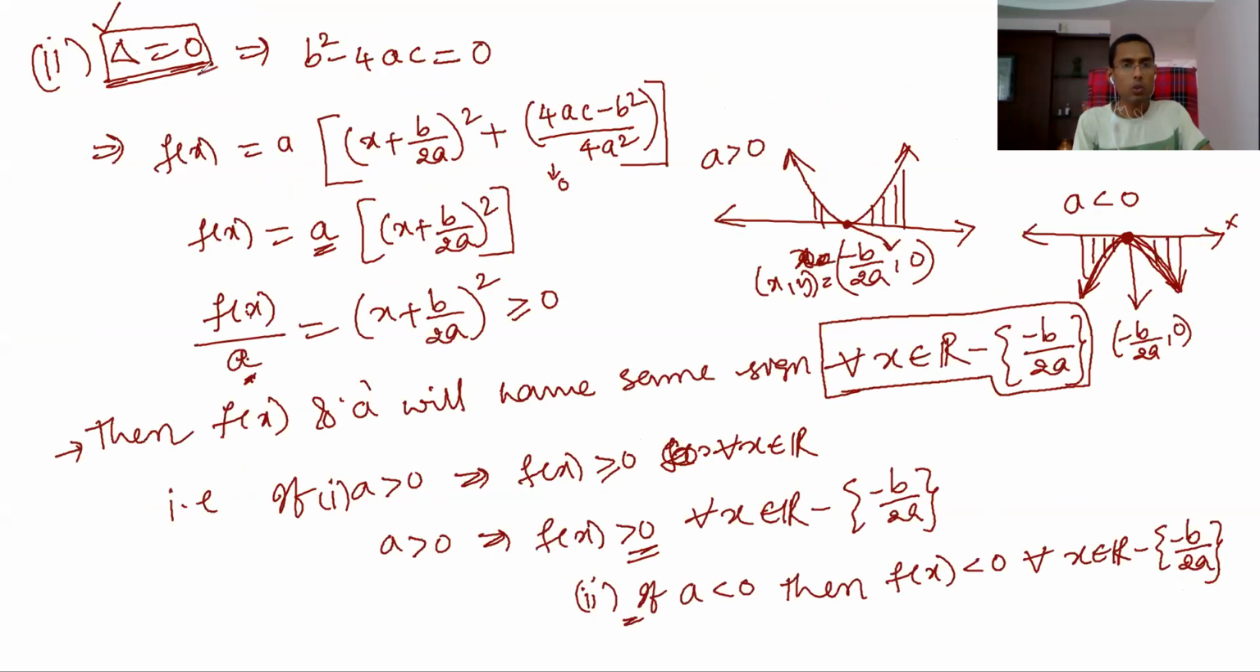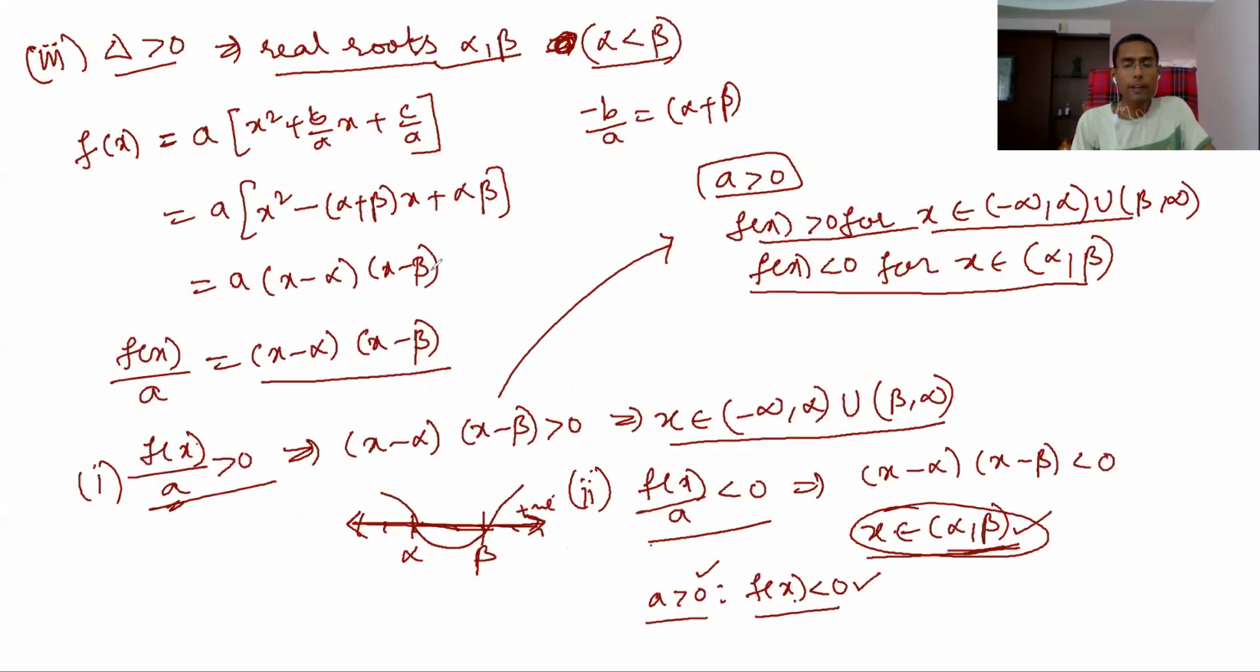And next, delta equal to 0. We discussed that when delta equals 0, this whole thing becomes 0. Therefore, this is either positive or 0 depending on your value. If a is positive, this is positive, or it becomes 0. If a is negative, this is negative. That's what we discussed: f of x and a will have the same sign for all real numbers except minus b by 2a. That's what I explained here.